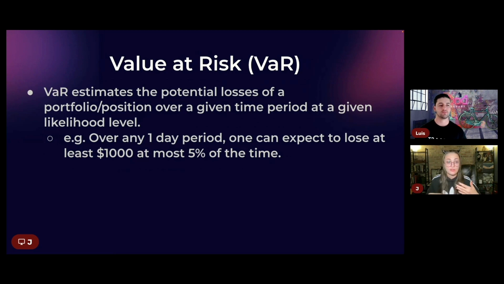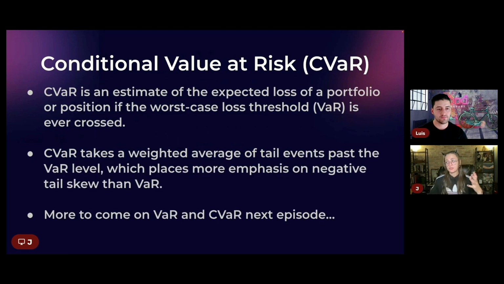So for example, over any 1 day period, one can expect to lose at least $1,000 at most 5% of the time. Again, there's a bunch of different ways that you can quantify tail risk. You can look at worst case loss. You can look at value at risk. You can look at conditional value at risk, which is personally what I prefer. But you need some better way to quantify the tail risks because of that heavy skew in the P&L distribution.